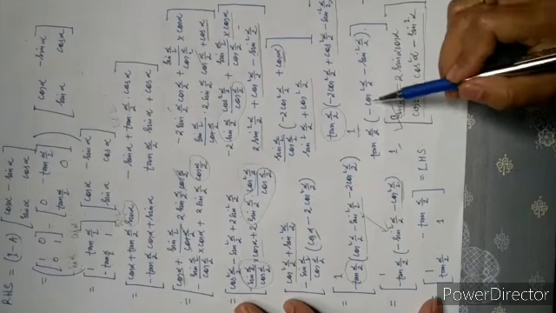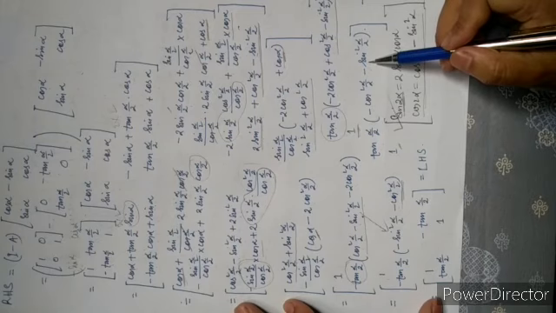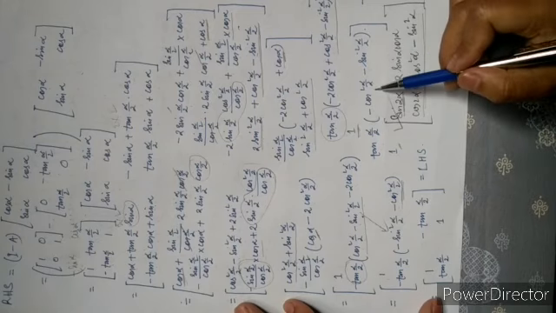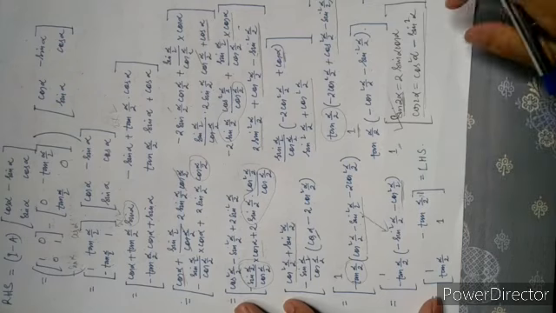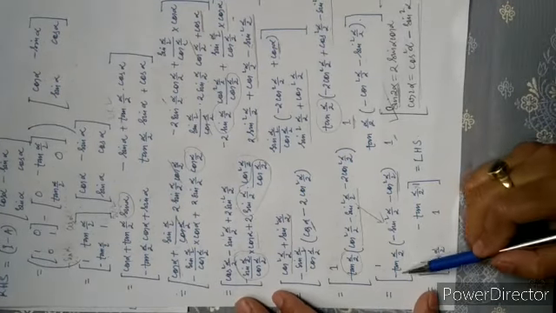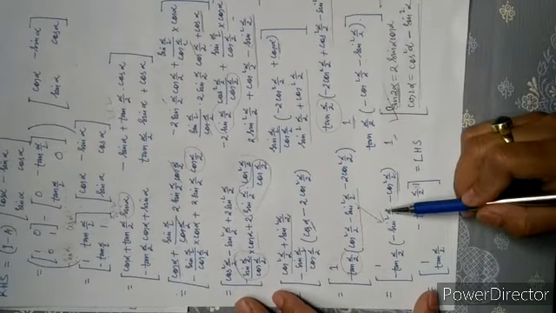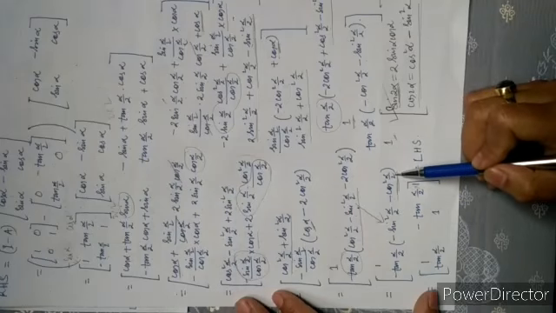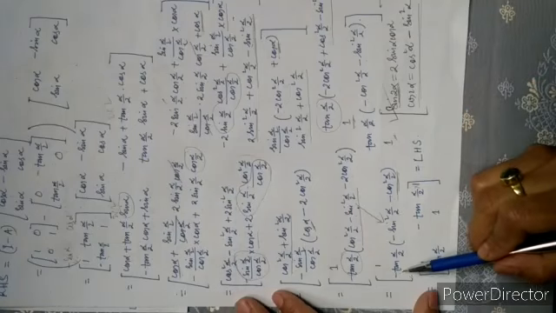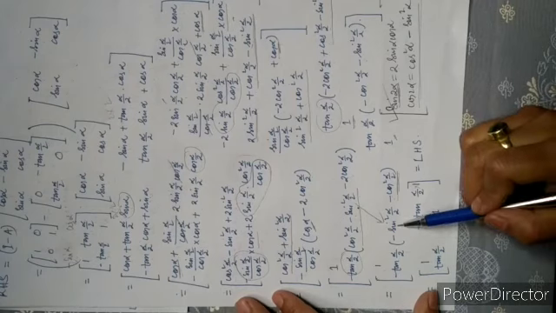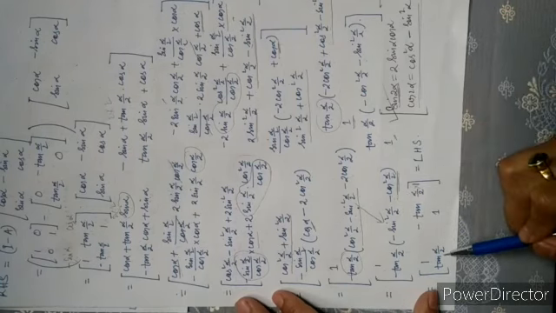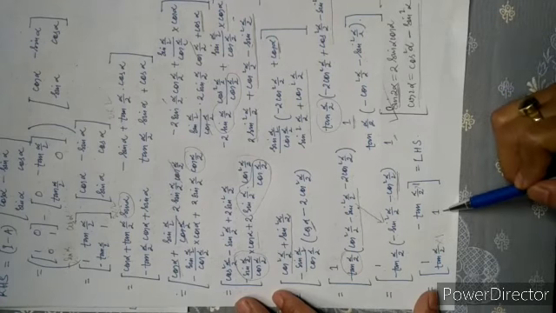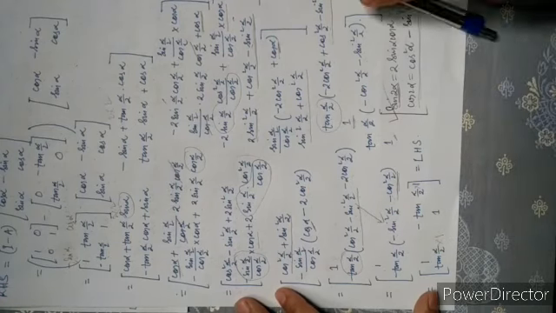Taking minus common, we get sine square alpha by 2 plus cos square alpha by 2, which is equal to 1. Tan alpha by 2 minus sine square alpha by 2 minus cos square alpha by 2, taking minus common, minus minus plus, then we get sine square alpha by 2 plus cos square alpha by 2 is equal to 1. So left hand side is equal to right hand side.